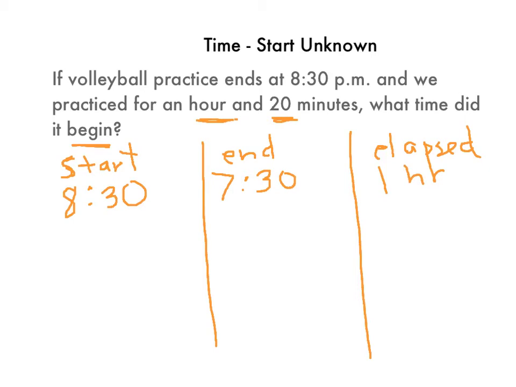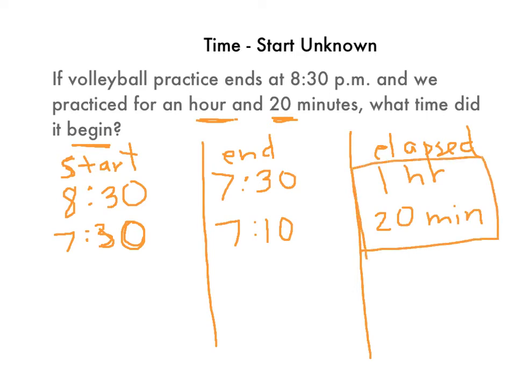So it's like starting our problem over, starting with 7:30. And I'm doing 20 minutes prior, before that, which would be 7:10. And then the time that elapsed there was 20 minutes. So I can see that I did an hour and 20 minutes. And now my final answer is 7:10 p.m. Very good. Yay!